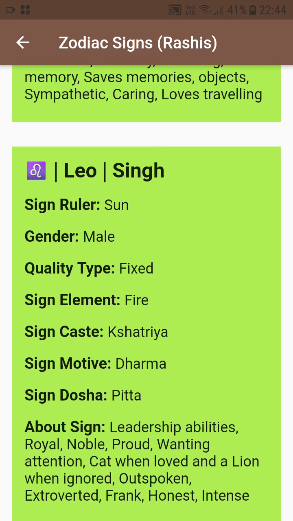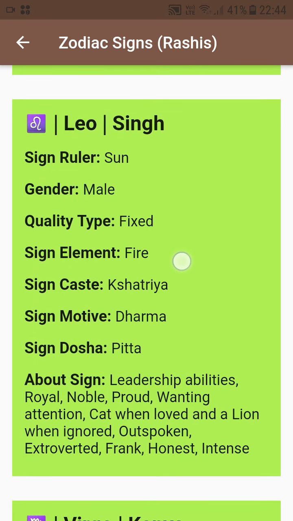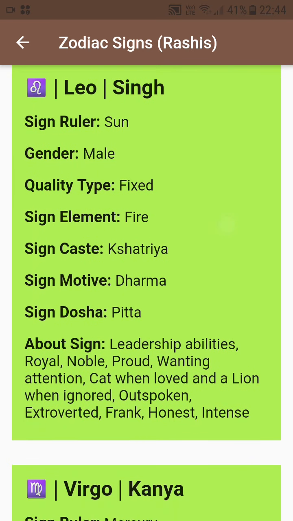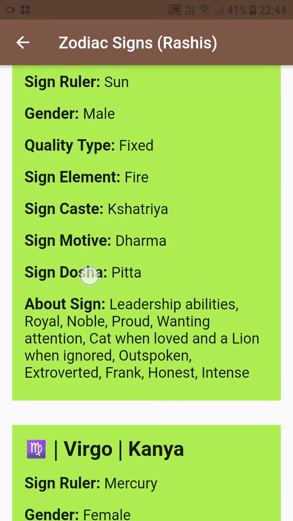Okay, let's move on. So this is the fifth house. So the number one Rashi was fire, the fifth is fire, and then the ninth would be fire. So these are Trikona houses. Alrighty, so gender is male, the quality is fixed, sign element is fire, caste is Kshatriya, motive is dharma, pitta dosha.